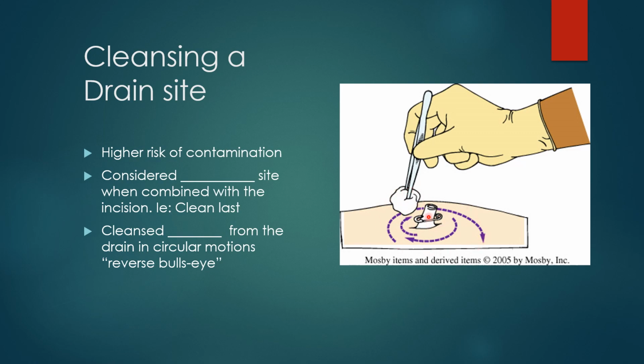So again, similar to cleaning an incision, we use one cotton swab per swipe. So we're going to need multiple cotton swabs, as we're going to have to lift this swab up multiple times in order to get that circular motion in. This is a skill that you are going to practice in lab.